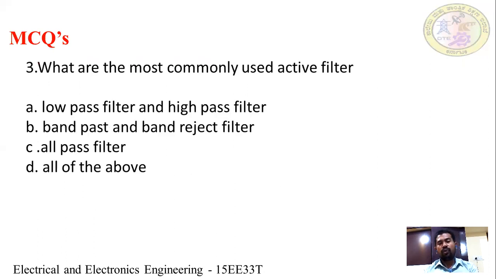Third question: what are the most commonly used active filters? Options given are: option A, low pass filter and high pass filter; option B, band pass filter and band reject filter; option C, all pass filter; option D, all the above. Let me check the answer. Option D, all the above.